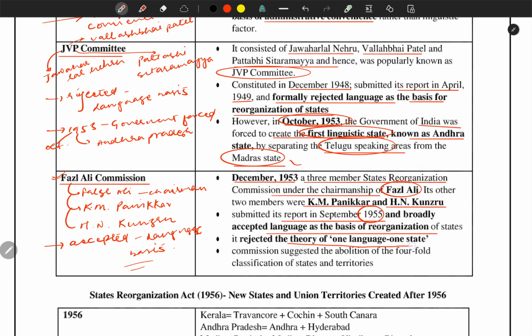But it rejected the theory of one state, one language. In India there are many languages. If people of all these languages demand separate states, then it will be difficult for us. That's why they mention that the one language, one state theory will not be accepted, but they broadly accepted language as the basis for the reorganization of the state. This commission also suggested the abolition of the fourfold classification of states and territories, but it was rejected.